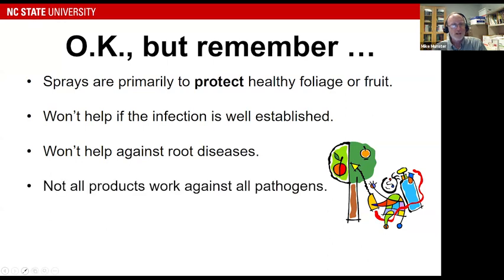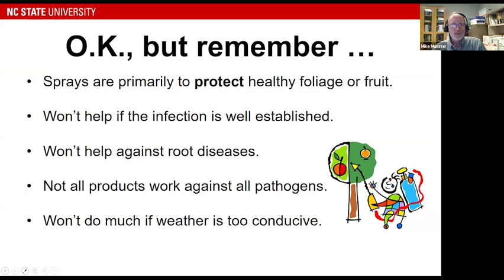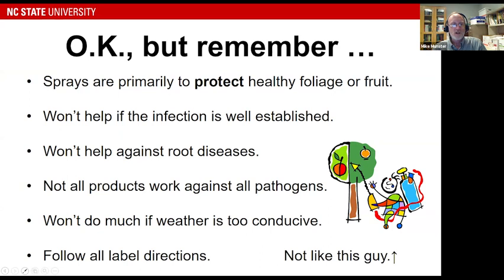Also keep in mind, not all products work against all pathogens. So there is some specificity there in this. And if the weather is extremely conducive to disease, then your sprays are going to be ineffective. Finally, follow all label directions in terms of concentrations and the interval of application, re-entry interval, pre-harvest interval, and of course, personal protective equipment, not like this guy.